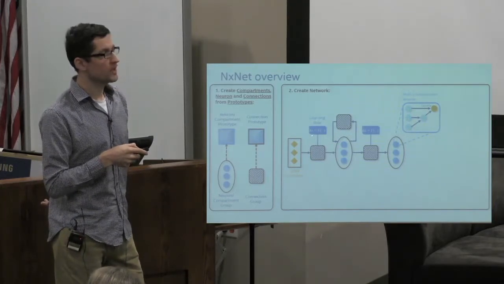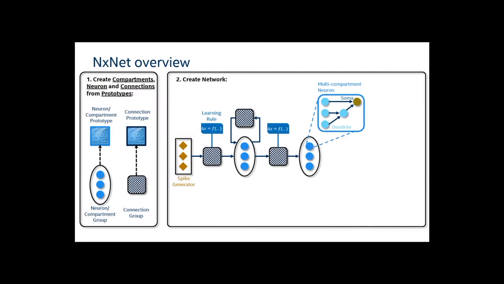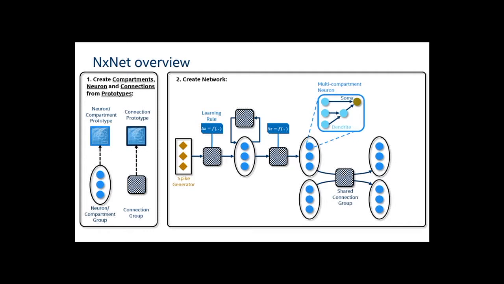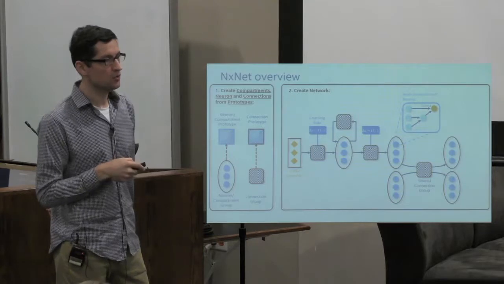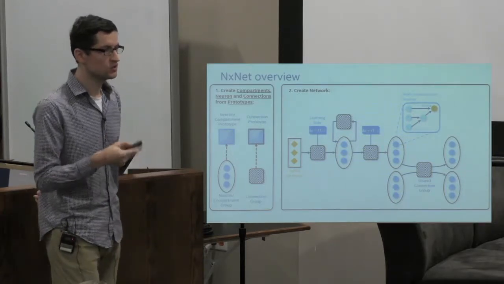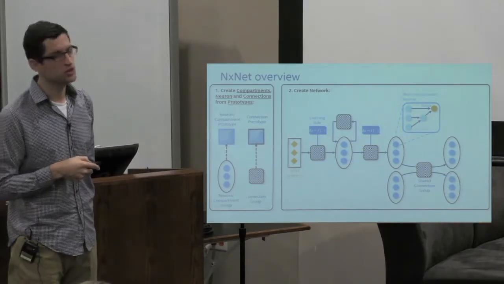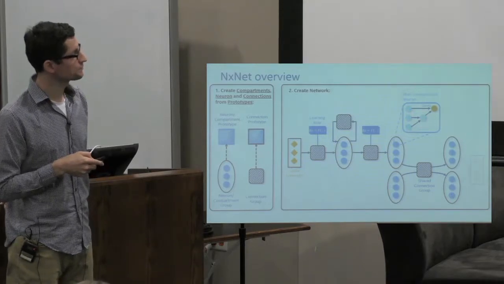You can create learning rules, specifying equations in the sum-of-products formulation that Mike showed earlier. You can define learning rules and assign them to synapses or to connections in these connection groups. Another important feature is the ability to share connections. You can instantiate connection groups, connect compartment groups with each other, and reuse the same connections for connecting other compartment groups, to take advantage of redundancy in your network topology and save resources.